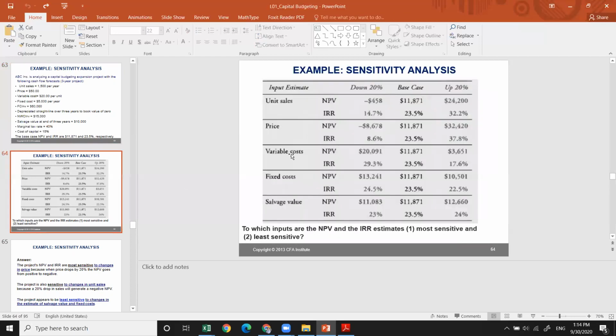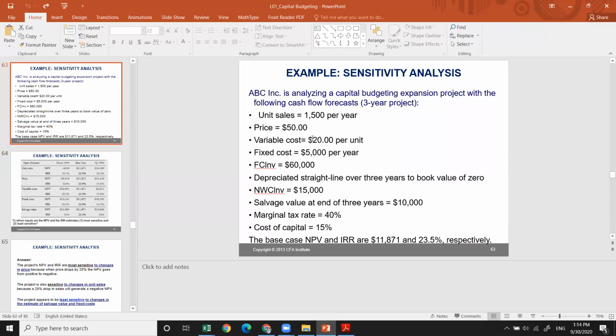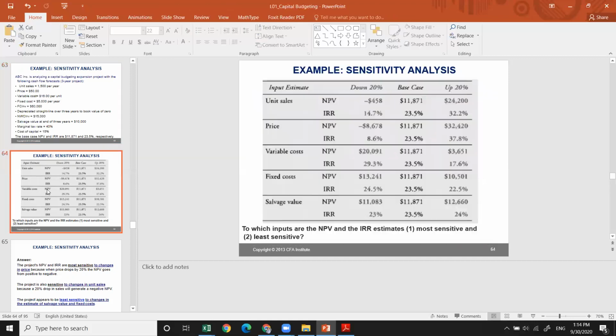And we proceed. What if your variable cost changes? What if your variable cost falls by 20%? Look at the variable cost. It is $20 per unit, but if it falls by 20%, what happens to your NPV? So $20 reduced by 20% is $16. If your variable cost becomes 16, then your NPV will be equal to $20,000.